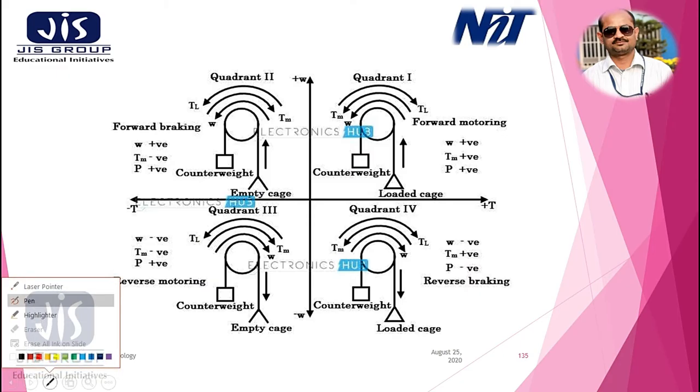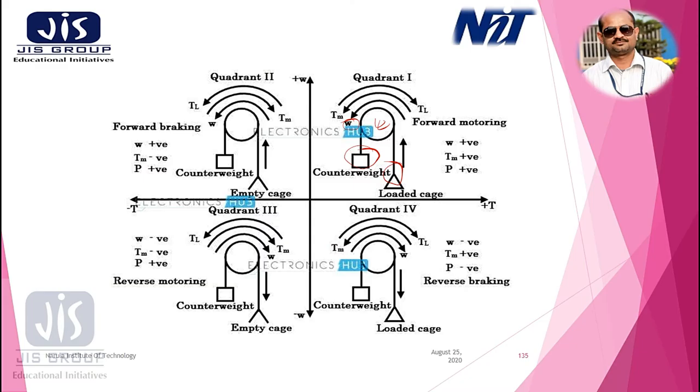So here you see that this is a loaded cage and this is a pulley arrangement, and the motor is controlling these two. The counterweight is connected with this motor. Now in this quadrant, the loaded cage weight is greater than the counterweight, and I am trying to uplift this loaded cage. So definitely the rotation will be in the anti-clockwise direction, so anti-clockwise rotation omega.